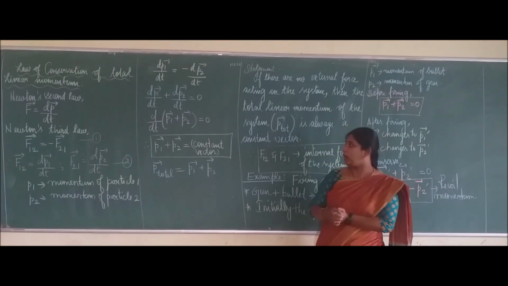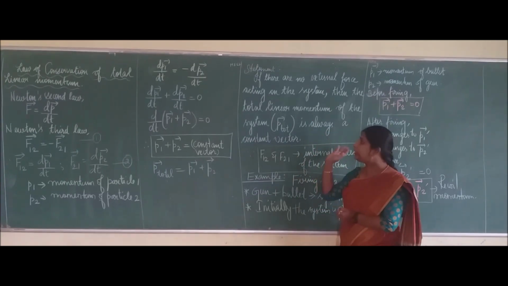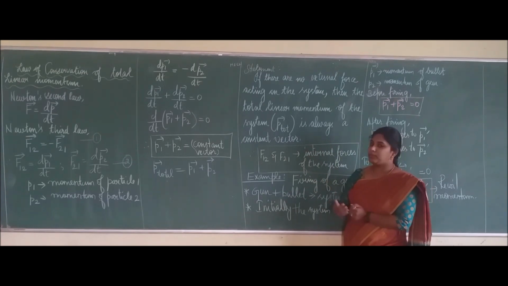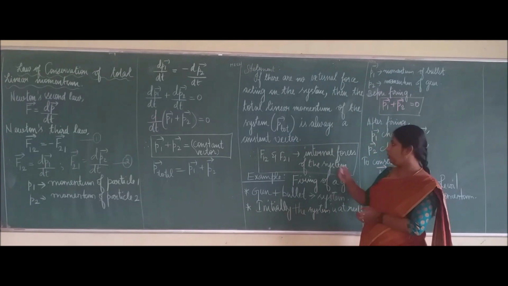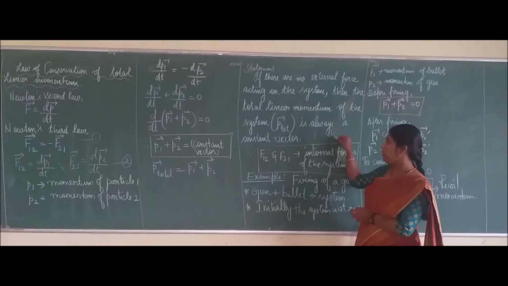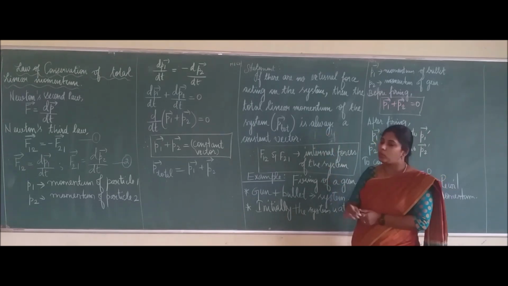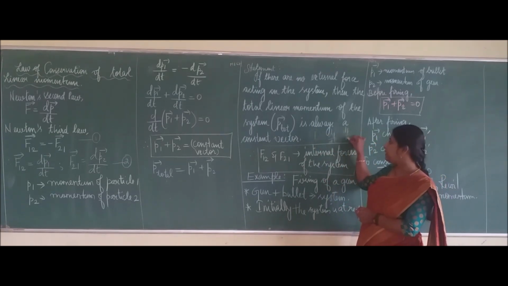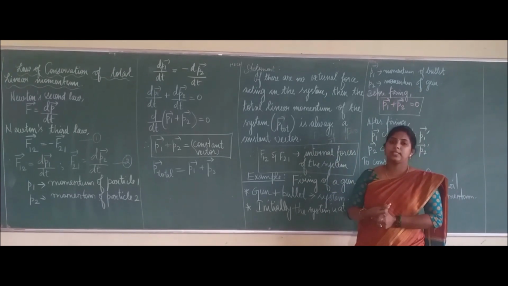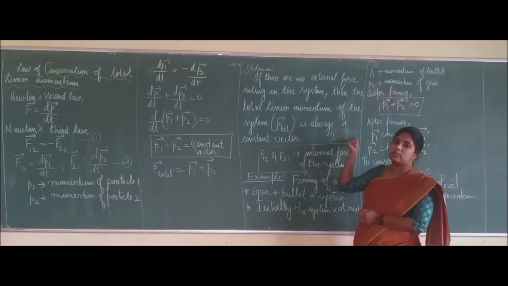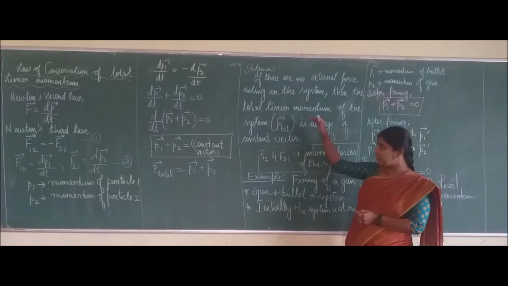So what is the statement here? If there are no external forces acting on the system, then the total linear momentum of the system is always a constant vector. How is that? You know the formula F = dp/dt. When F is 0, dp/dt equals 0, then P is constant. That is nothing but linear momentum is constant when the force is 0. So that is the statement here.